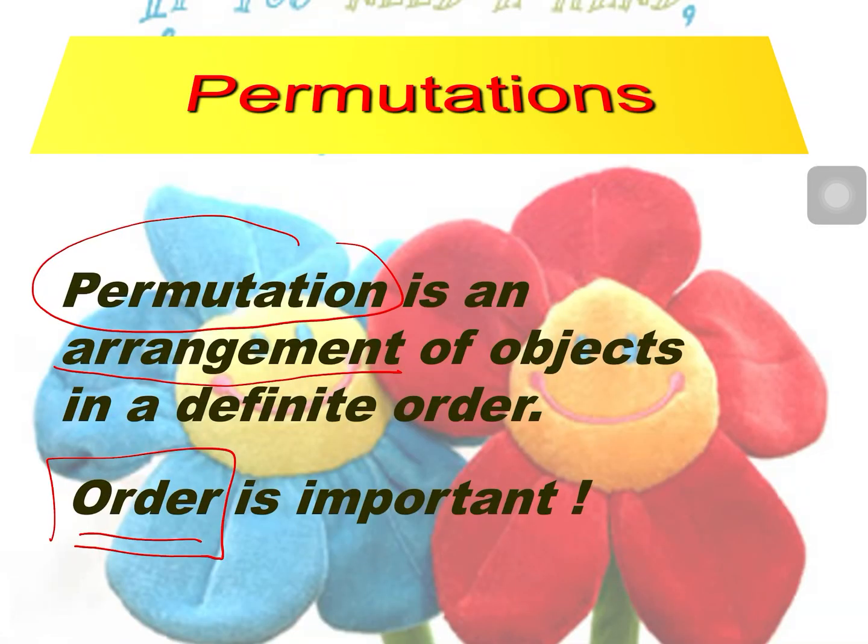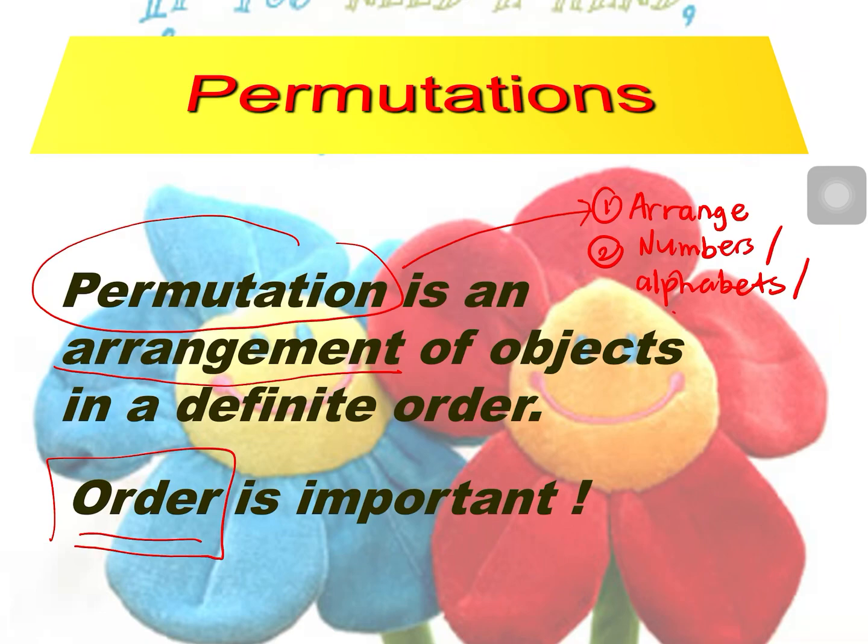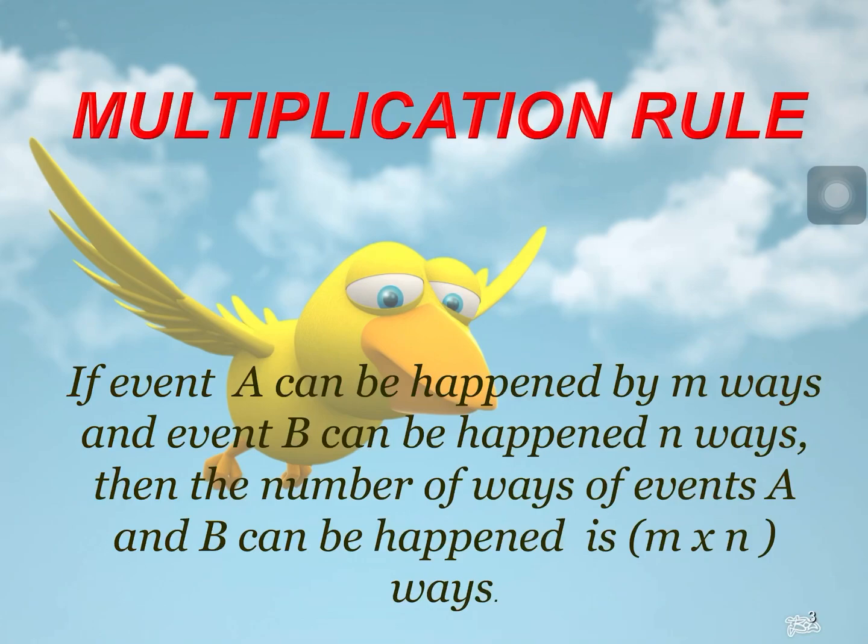When we talk about permutation, there are a few keywords that you need to understand. If the question asks you about permutation, it involves the word arrange. It also involves the words numbers or alphabets, or code, or sitting, or books on shelf, and vice versa, and others.